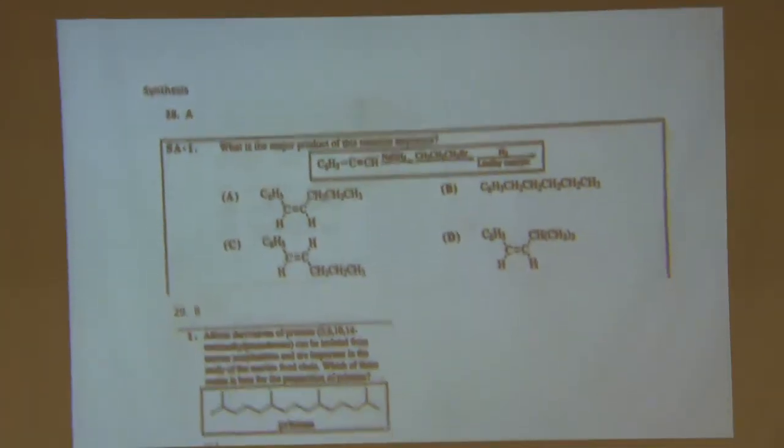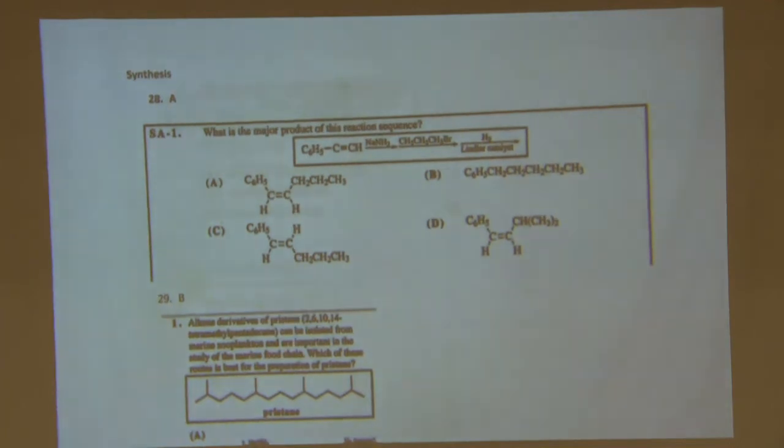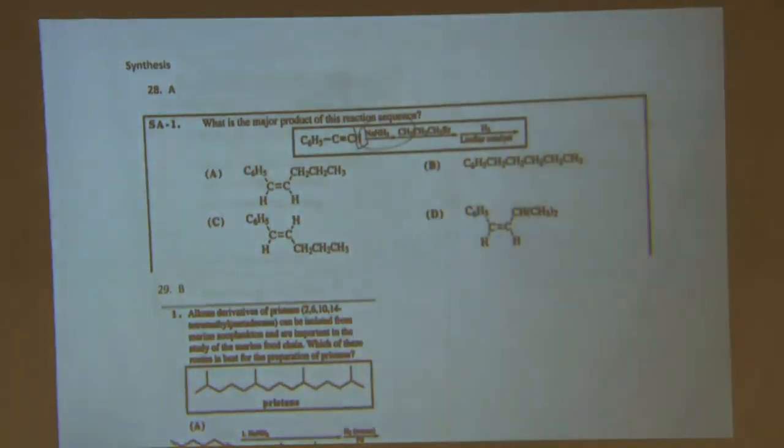Number 28, A, synthesis. What is the major product of this reaction sequence? What is NaNH2? Acetylide. Yes, exactly. It's going to make an acetylide anion. It's going to take away this hydrogen and deprotonate our triple bond.